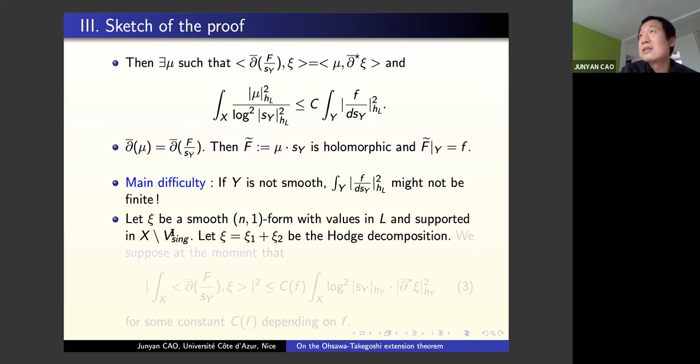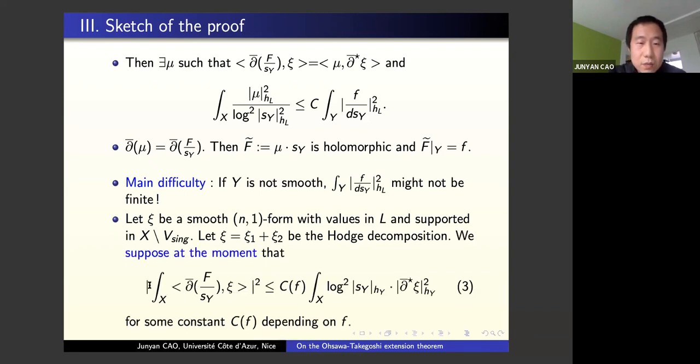So that means that here V is a small neighborhood of the singular locus of Y, and C is supported outside V. The test function we take is supported outside V, and now we decompose C to be C1 plus C2. As usual, C1 is d bar closed, C2 is d bar star closed. We suppose at the moment that the product of this current with C can be controlled by some uniform constant depending on f times this term. We suppose at the moment that we have this inequality. So in this case, we can finish the proof as in the smooth case.